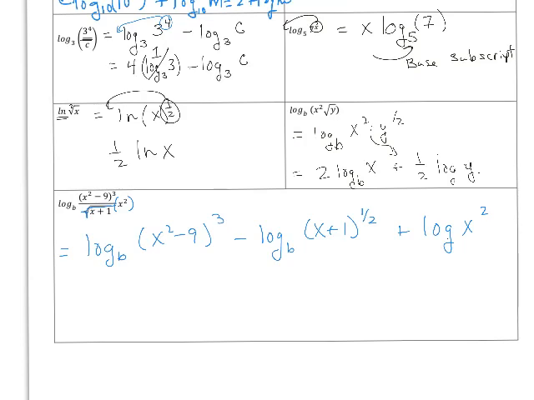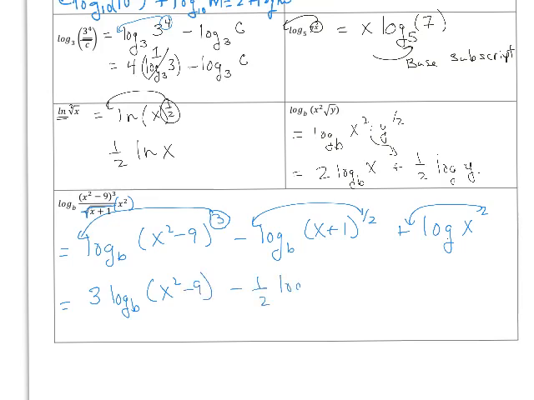Now I have a couple of different things that I can go ahead and do with this. I'm going to take all of those exponents that I have and bring them in front. So now this is going to give me 3 log base b of x squared minus 9 minus 1/2 log b of x plus 1 plus 2 times log of x.